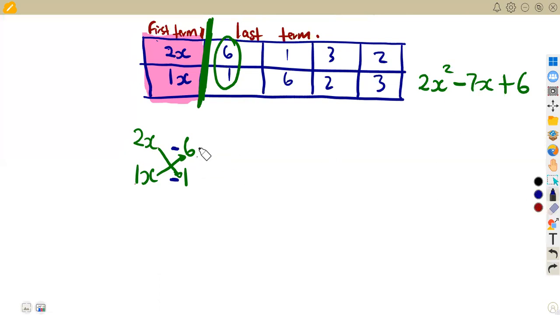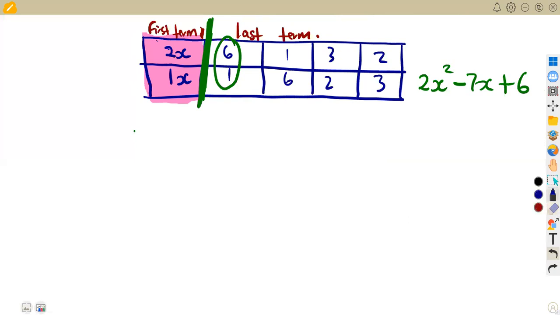But let us just write, okay? Multiply this and this, you get -2x. Multiply this and this, you get -6x. You add them, you get -8x, not -7. So this one is totally out. It's totally out. All right, so let's move on to another one.